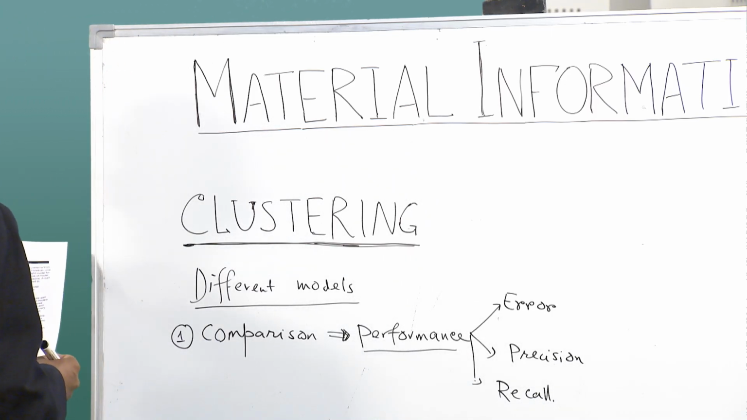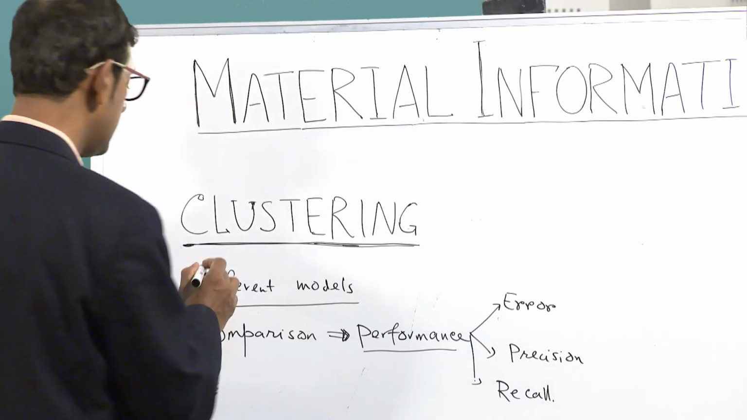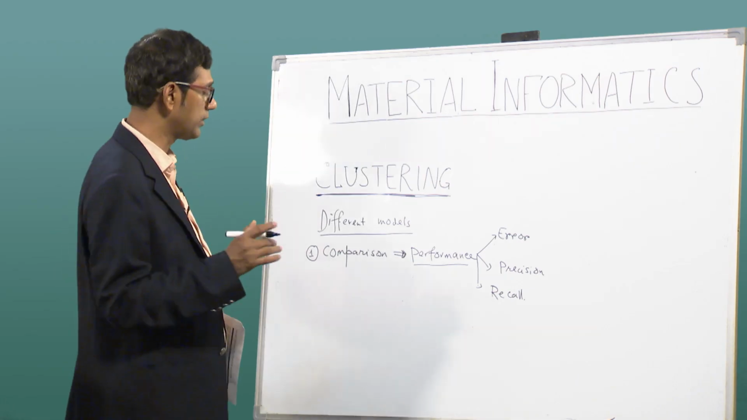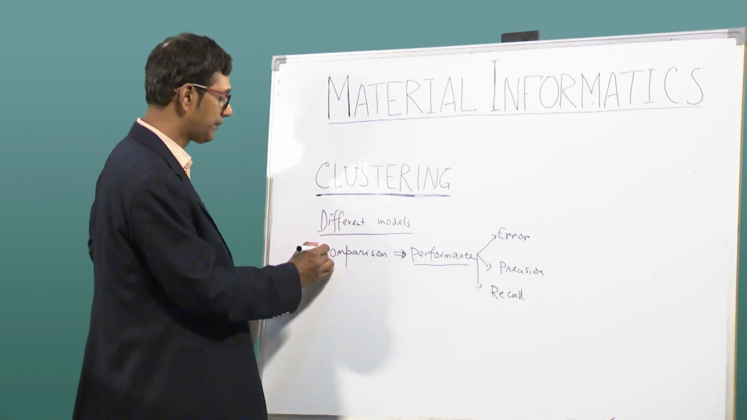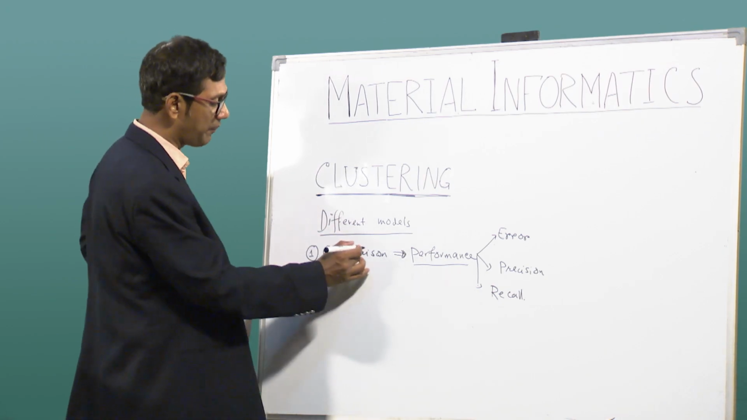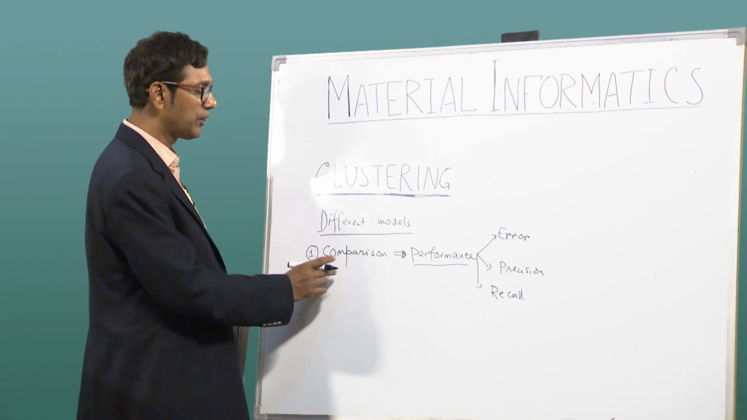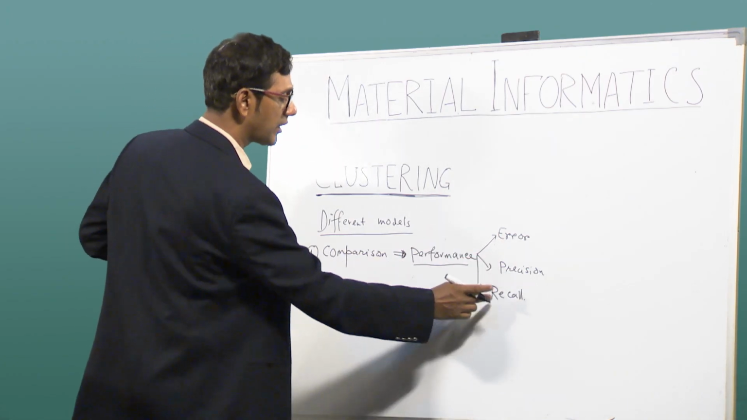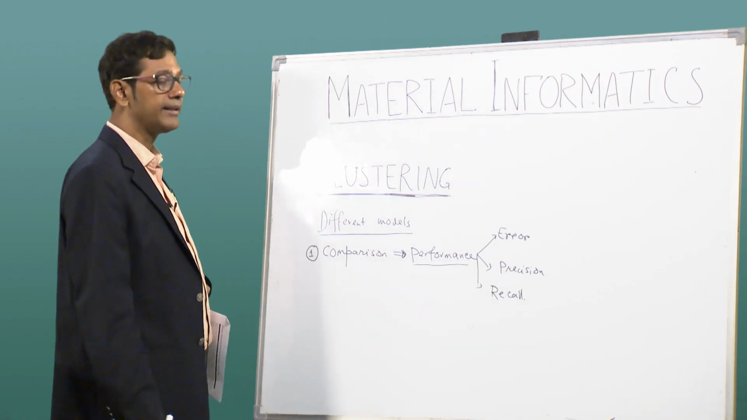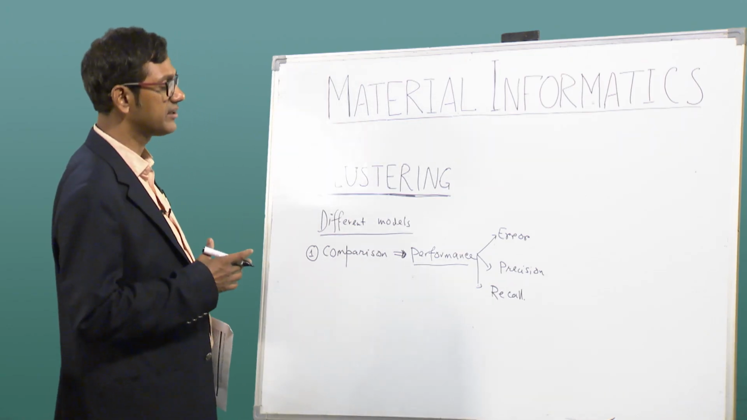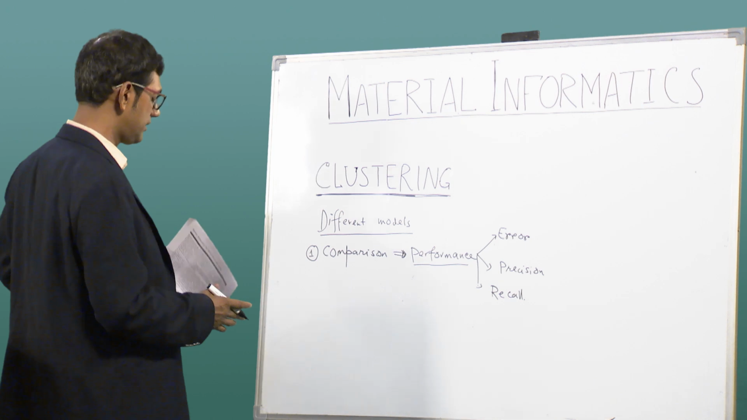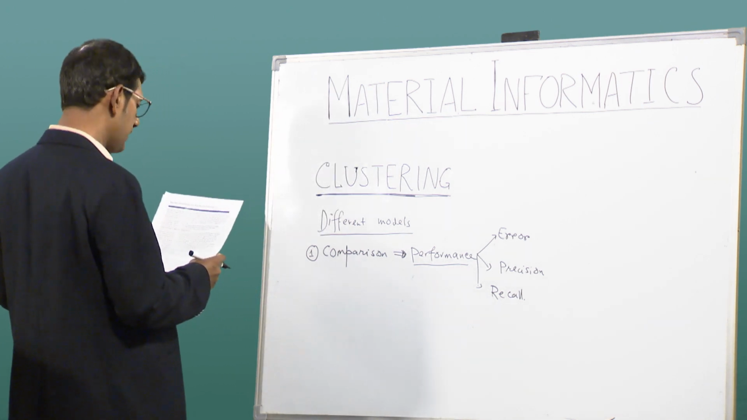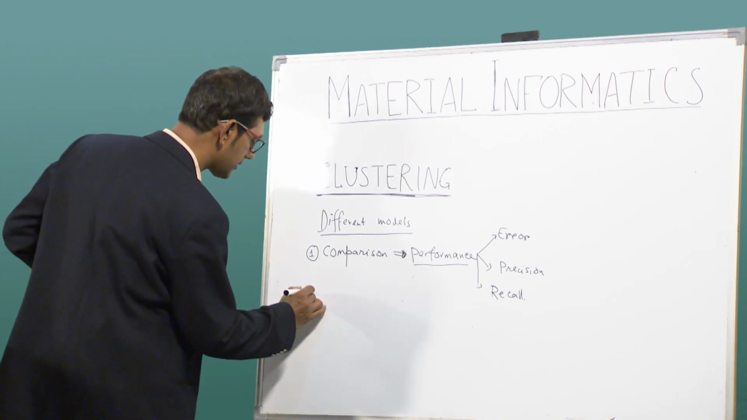Okay. And so, that means for every set of data, whatever you get from literature or your own data sets, you are going to use different sets of models and compare them. And when you compare them, you calculate error, you can calculate precision, you can calculate recall also, and then you say how these matrices are changing. Remember these 3 aspects.